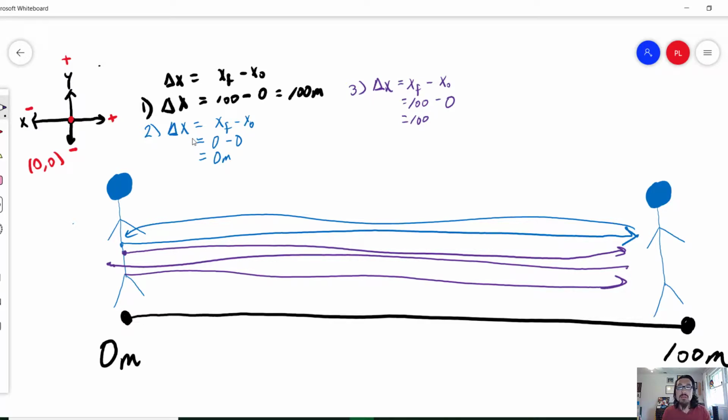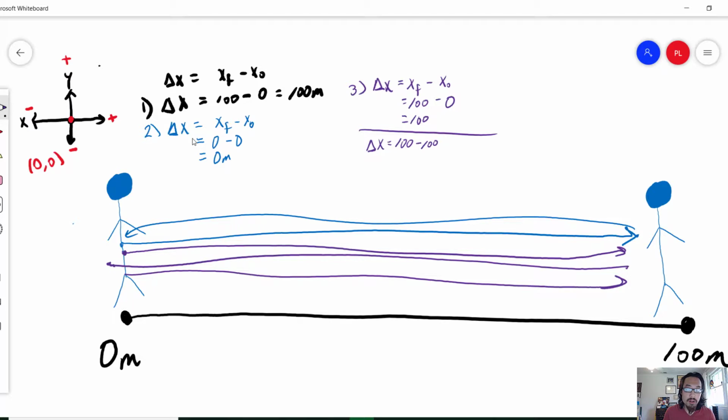Now, to give you a sense of how this is different from total distance, let's do the math in a slightly different way. Instead of using the equation xf minus x0, let's use positives and negatives here. So if you remember, in trip 3, I went to the right 100 meters. So I'm going to write that in, 100 meters, positive, because I'm going to the right. And then I went to the left 100 meters.